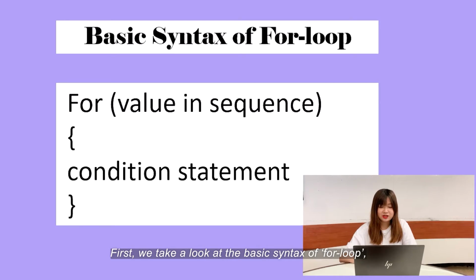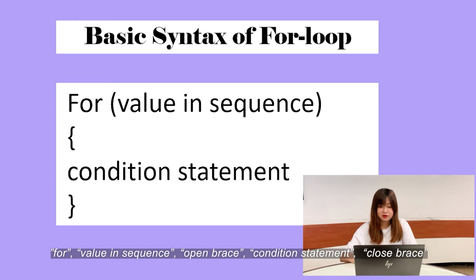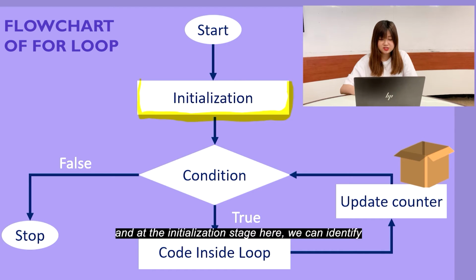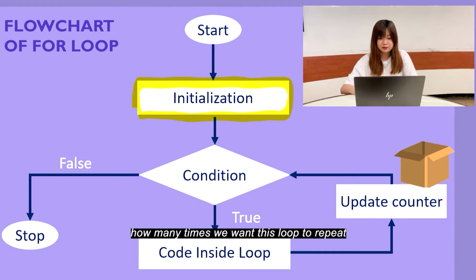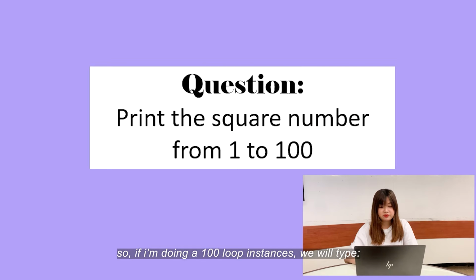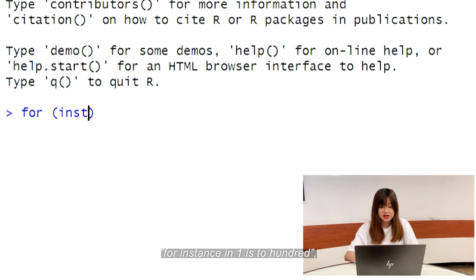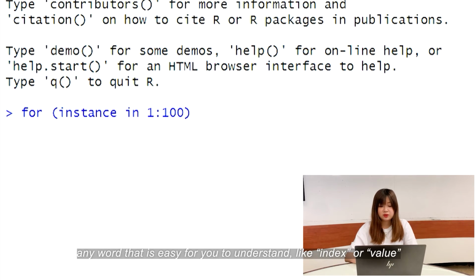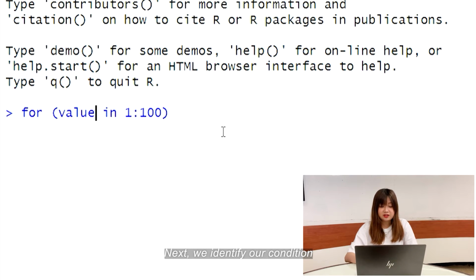So first we take a look at the basic syntax of for loop. For, value in sequence, open brace, condition statement, close brace. And at the initialization stage here we can identify how many times we want this loop to repeat. So if I'm doing 100 loop instances, we will type for instance in 1:100. So note that the word instance can be replaced with any word that is easy for you to understand, like index or value.